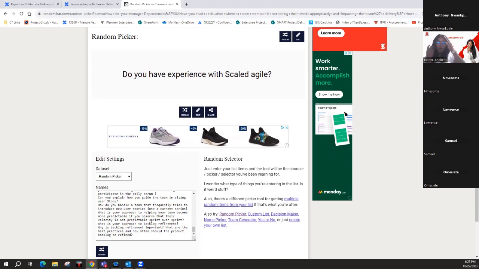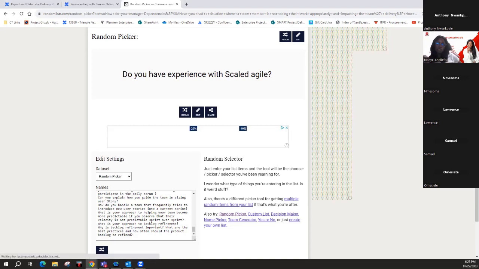What is the question? What experience do you have in Scaled Agile? Okay, let me ask you a question. What is the role of a Scrum Master in Scaled Agile?